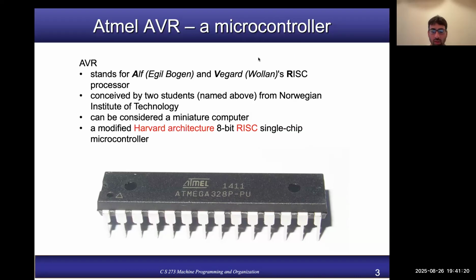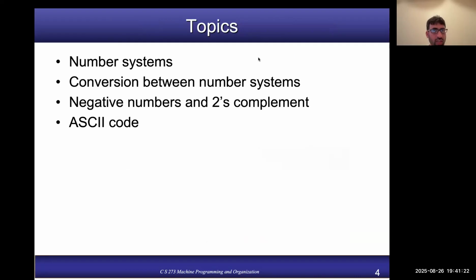Okay, so what we are going to discuss in the rest of today's lecture: we will be covering number systems, and then how we can convert a number from one system to another, and also how we can represent negative numbers in binary form. And at the end of the slides, we will talk about ASCII code, right?